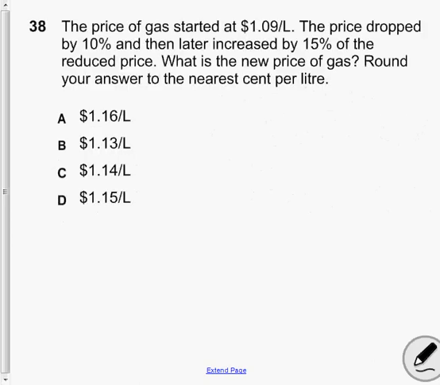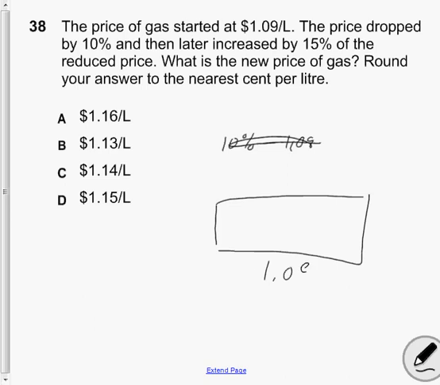Question number 38 says the price of gas started at $1.09 per liter. The price dropped by 10% and then later increased by 15% of the reduced price. What is the new price of gas? So if it dropped 10%, you could either find 10% and subtract it from $1.09. But if a price drops, so here's the $1.09. I love thinking of it this way.